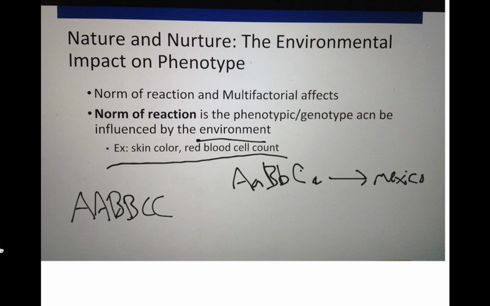The same can be said of red blood cell count. If people want to train for marathons, they want a higher red blood cell count, so they can go train in the mountains. The lower amount of oxygen at higher altitudes causes your body to produce more red blood cells. Technically, you have a genotype that determines how many red blood cells are in your body, but if you go train at high altitudes, you'll produce more. So the nature-nurture idea says that the environment can also affect your phenotype.